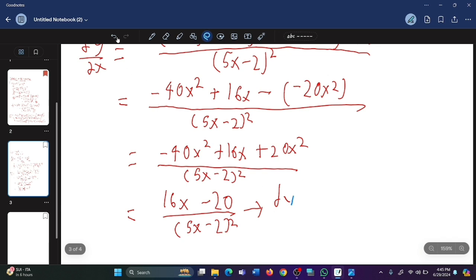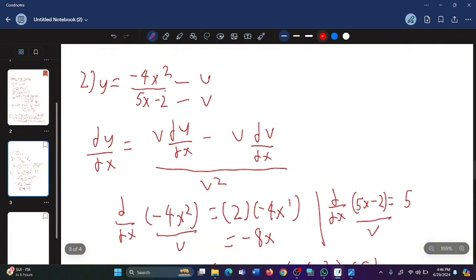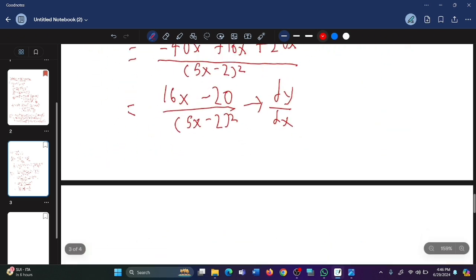When we differentiate minus 4x squared by 5x minus 2, we get 16x minus 20x squared by 5x minus 2 to the whole square. This is the dy by dx. So these two are questions of techniques of differentiation. In techniques of differentiation, we are just provided with some equations and we are asked to differentiate that equation. Nothing tough. Thus, let's go on with the next topic, that is stationary points and nature.